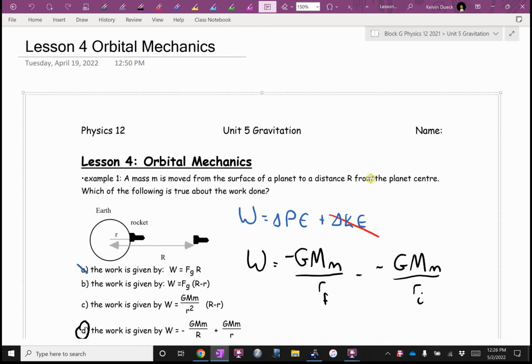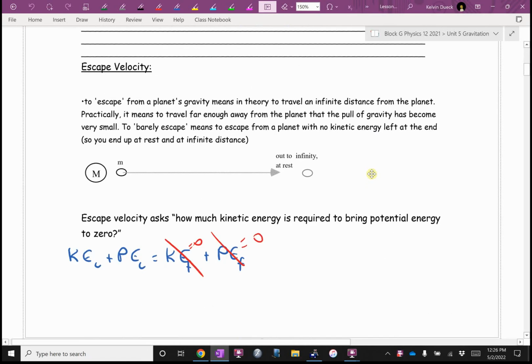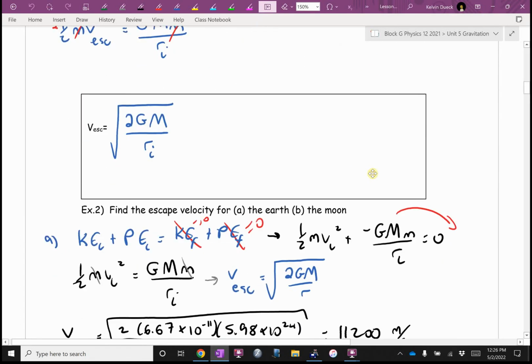Then there are questions that ask how much work. If they ask how much work, it's going to be change in potential plus change in kinetic. Sometimes the change in kinetic will be 0, if you're just getting lifted up. Sometimes, if you're in a stable orbit, there had to be a change in kinetic energy. We talked about escape velocity. Escape velocity was conservation of energy. You could tell that because the question didn't say how much work.